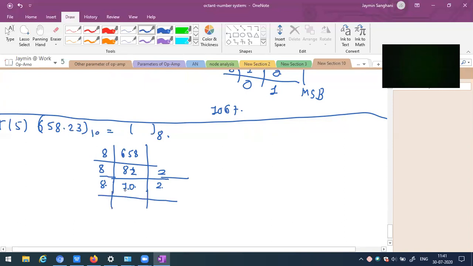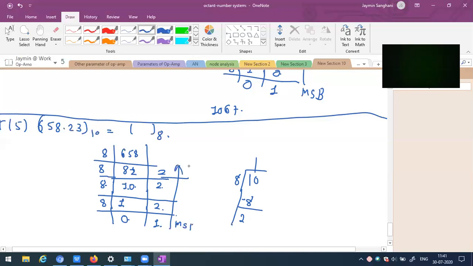8 ones are 8. Like that. Here it is known as remainder. Remainder is 2. Now 8 cannot divide 0. So here 1. Here it is known as MSB, most significant bit. Here it is known as LSB.